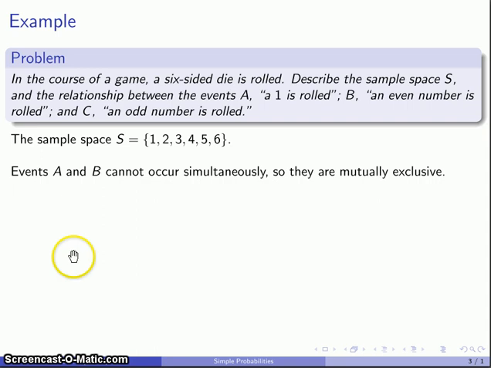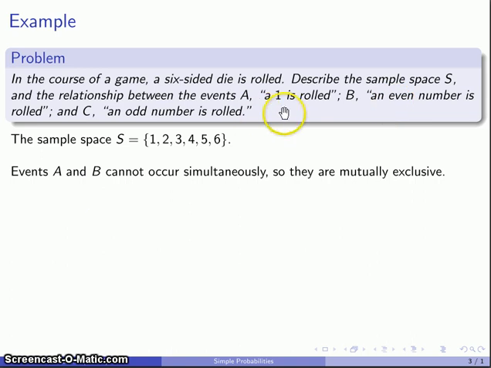Now, note that our events A, a 1 is rolled, and B, an even number is rolled. These can't occur simultaneously. You cannot roll a six-sided die and simultaneously get a 1 and an even number. So that means these two events are mutually exclusive. However, they are not complementary. It is possible for you to roll a six-sided die and not get a 1 and not get an even number. For example, if you roll a 5, A did not occur, B did not occur.